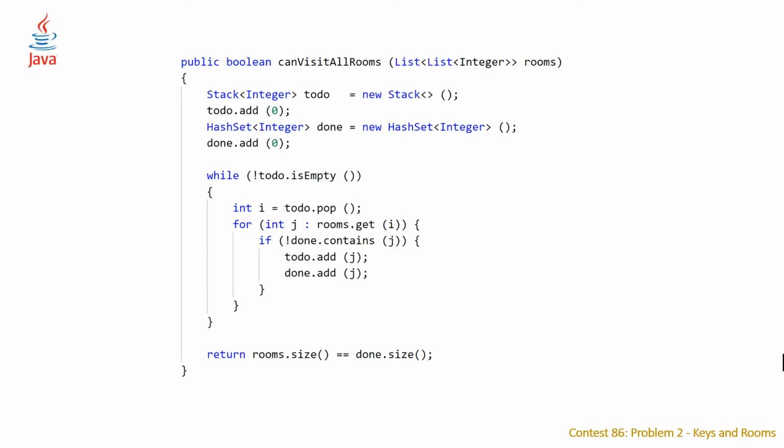So let's take a look at the Java solution. Very similar, just slightly different syntax. So initializing our stack of integers and our hash set of integers, the same while loop and the same for loop inside, just slightly different methods. So .get, contains, and .add, and we have the exact same condition at the end, checking to see whether the size of our hash set is equal to the number of rooms that we have.